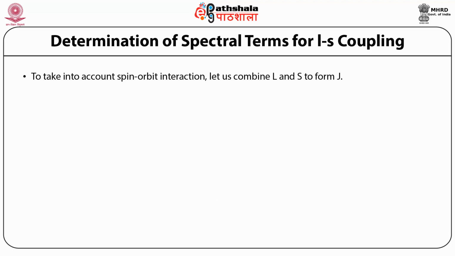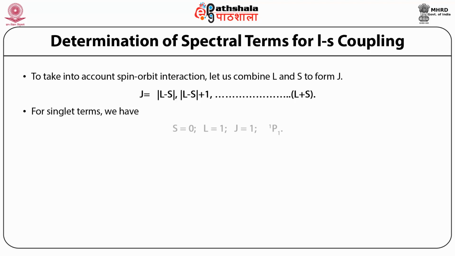To take into account spin-orbit interaction, let us combine L and S to form J. J is equal to L minus S, up to L plus S. For singlet terms, we have S equal to 0, L equal to 1, J equal to 1, and hence we have 1P1. S equal to 0, L equal to 2, J equal to 2, and we have 1D2. S equal to 0, L equal to 3, J equal to 3, we have 1F3. So, this is for singlet terms.